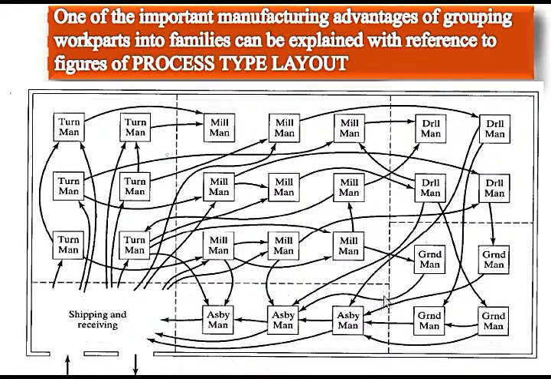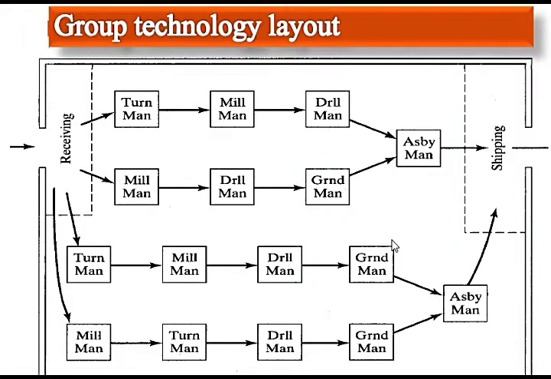First is the turning machine, after that the milling machine. This is the chain. This is like a neural network. Group technology layout. This layout receives work at the turning machine, milling machine, drilling machine, and assembly, after that shipping.